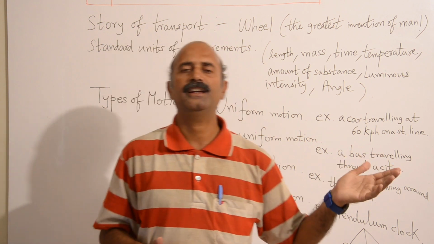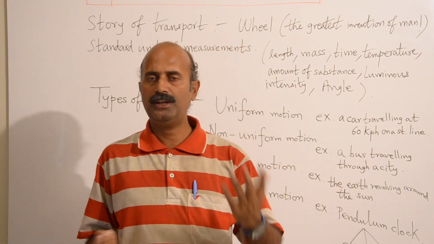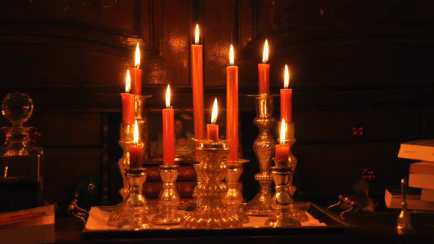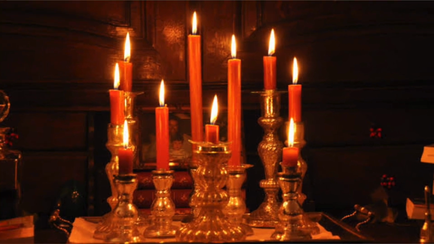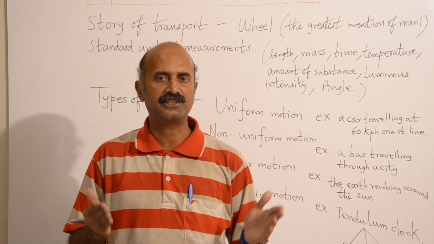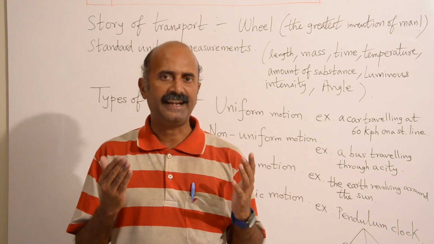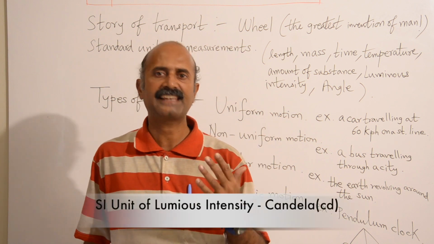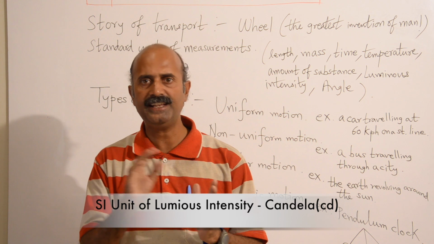Before the invention of electric light, we used to depend entirely on candle light. So the luminous intensity is still compared with the amount of candles in brightness. That's why the SI unit, the international system unit, of luminous intensity is candela. The symbol is small c, small d, cd.